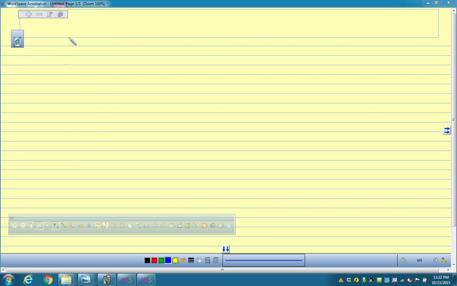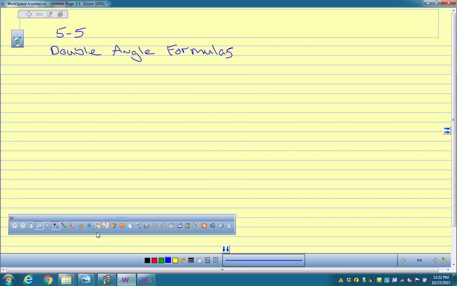So the first thing, this is 5-5, and it's double angle and half angle formulas. First we're going to talk about the double angle formulas and then we're going to talk about the half angle formulas. I told the other class that you have to memorize the sum formulas, okay? I write better on the board. You don't have to memorize the double angle formulas.